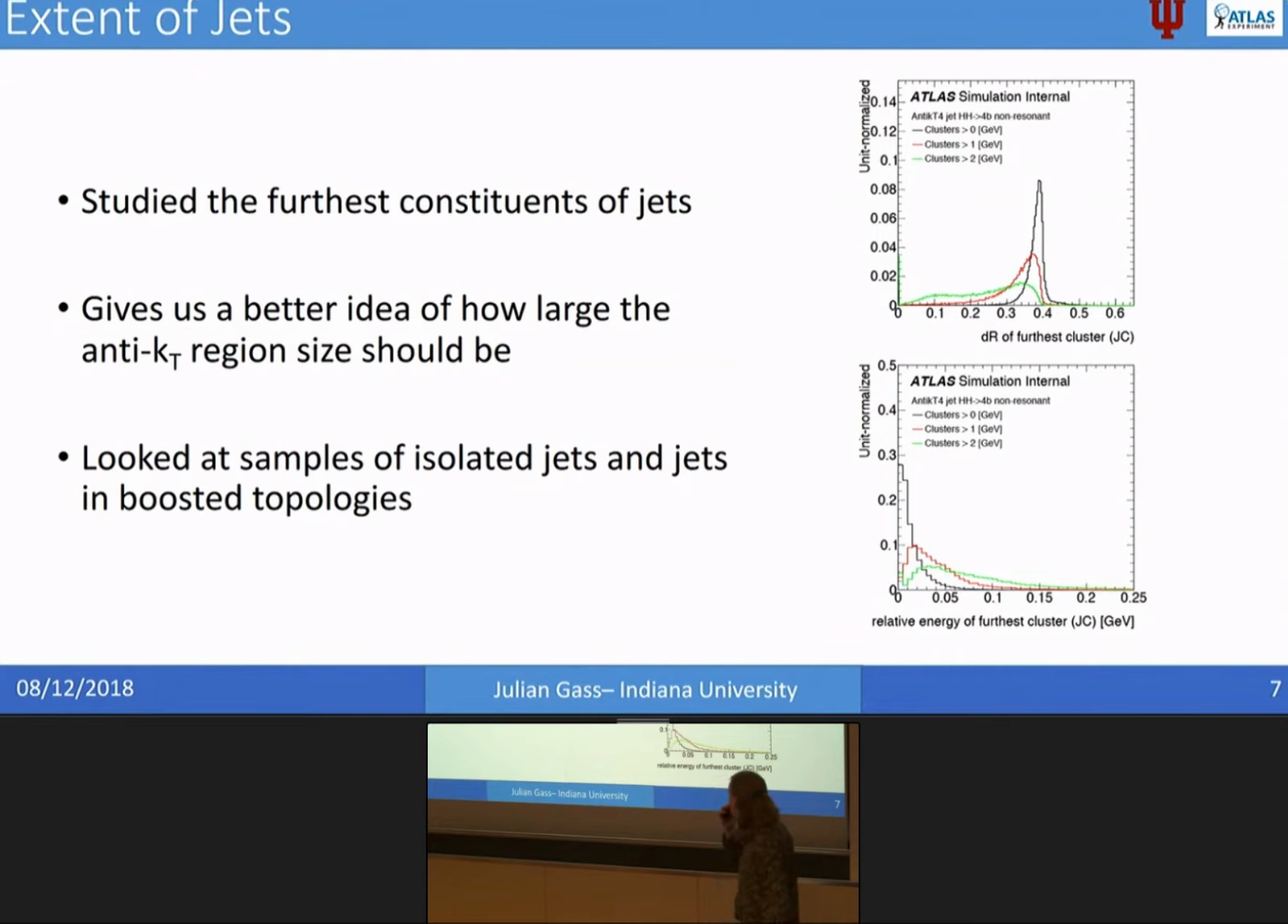But then at the bottom graph, we see that that furthest constituent usually has less than 5% of the total energy of the final jet found, meaning that if we were to have a region size that was lower than the jet radius, we might not really be influencing the amount of data that we get all that much. And so we could approximate the algorithm this way. I looked at samples of isolated jets and jets in boosted topologies, which basically means close together jets, jets within jets, really.